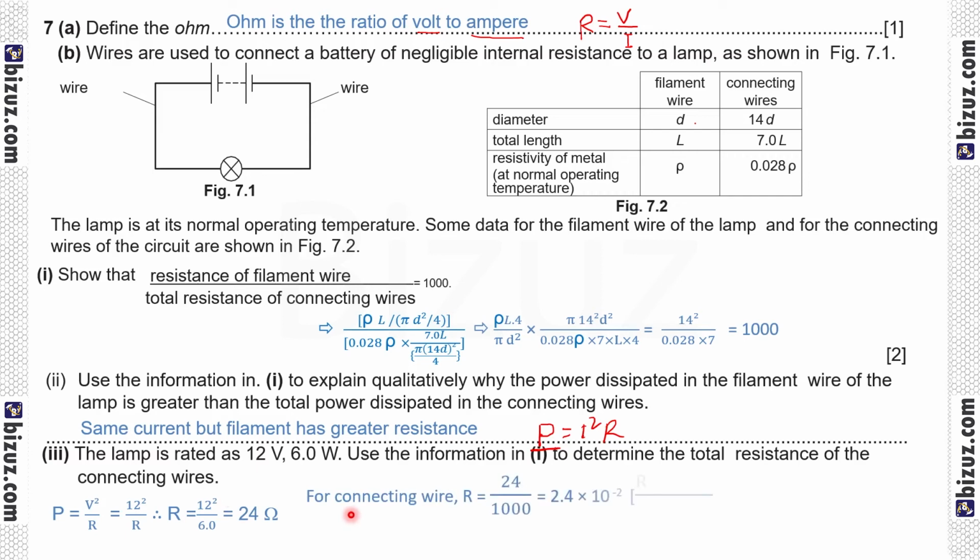Then for connecting wire, resistance is equal to 24 divided by 1000. This can be written from the relationship of B1, that is R of filament divided by R of the wire is equal to 1000. So R of the wire will be equal to resistance of filament divided by 1000. So it is 24 divided by 1000, which is equivalent to 2.4 times 10 to the power minus 2 ohms.